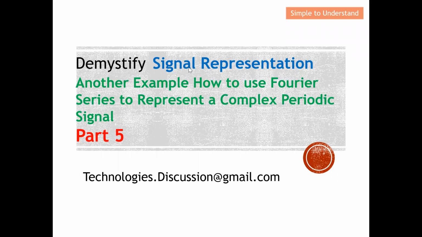Today, I'd like to continue our discussion on signal representation. Today's discussion, in fact, is a request by you guys. Someone dropped me an email to ask for a detailed example of how we can actually make use of Fourier series to represent a complex periodic signal. So today, I'm going to give you another example with more illustration. How can we exactly use this Fourier series to represent a complex periodic signal?